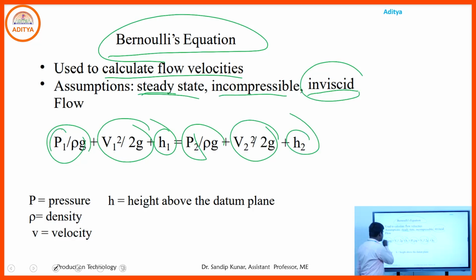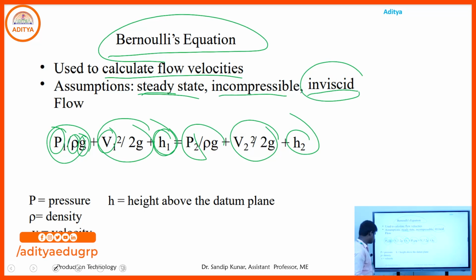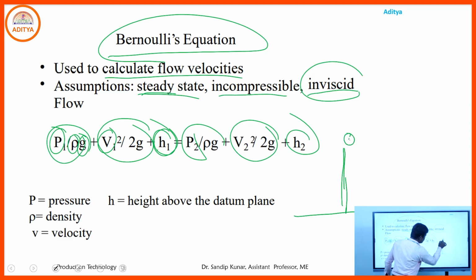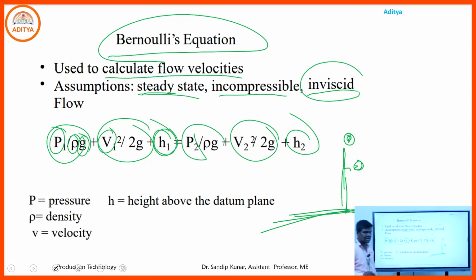Here P means pressure, rho means density of the liquid, g means acceleration due to gravity, V means velocity of the liquid metal, and H1 is the elevation height of section 1 and H2 the elevation height of section 2, meaning the height above the datum line. If we take a datum line, we consider the height from the datum line. That is called elevation height.